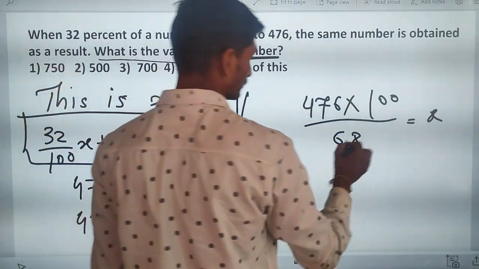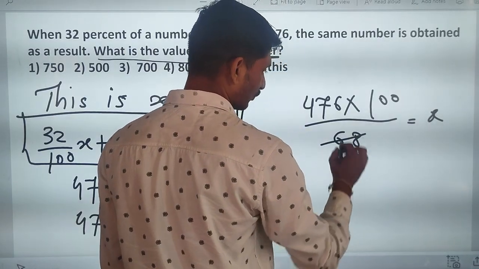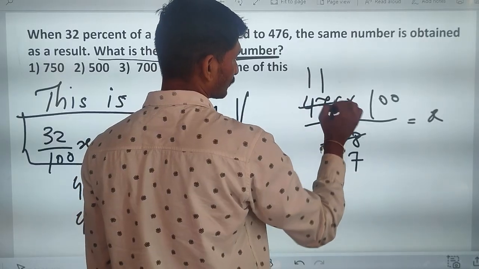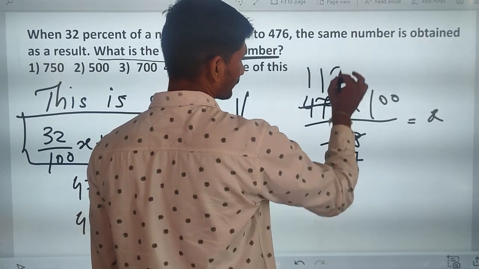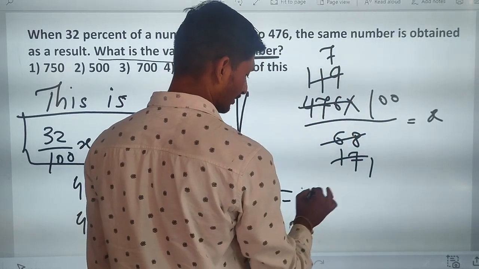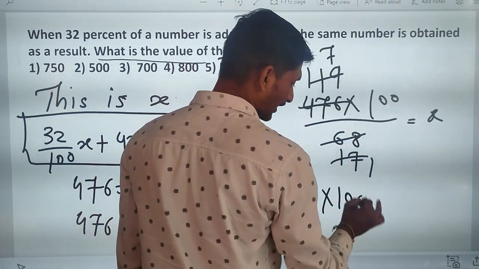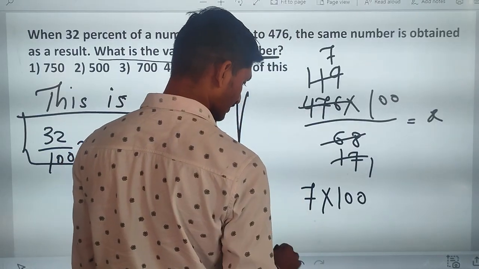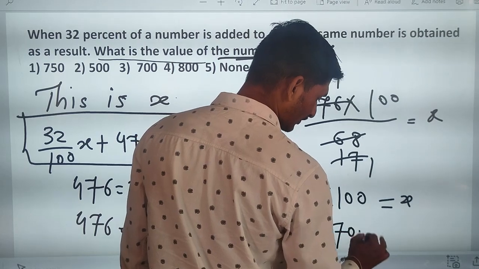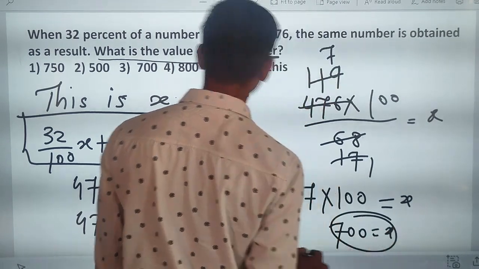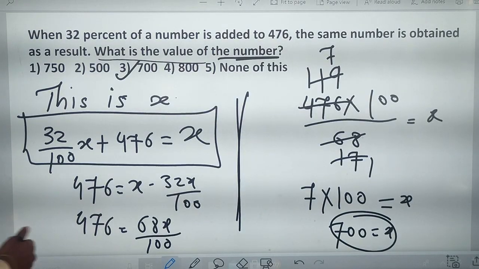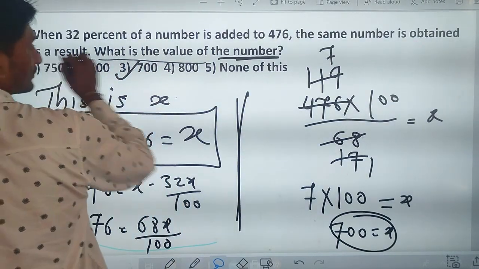Then 4 ones are 4. Here remaining 7 into 100 is equal to x. Now x is equal to 700. Now your answer is x is equal to 700, this number is 700.